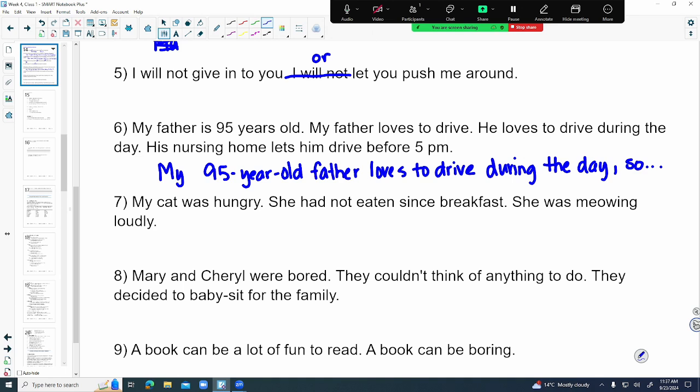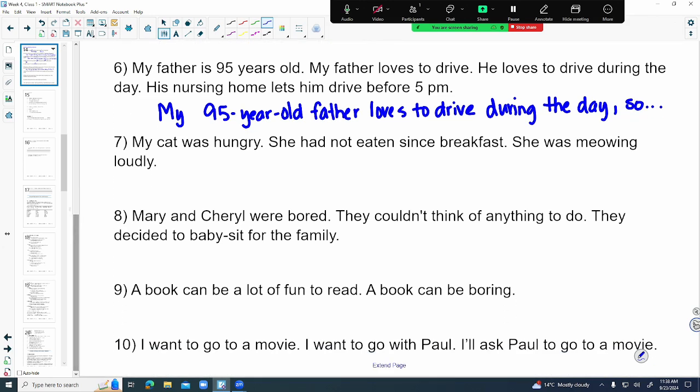Okay, so my father's 95 years old. My father loves to drive. He loves to drive during the day. His nursing home lets him drive before 5 p.m. So I can put all that together into my 95-year-old father loves to drive during the day, so his nursing home lets him drive before 5 p.m. Sounds better. Less short, less choppy.